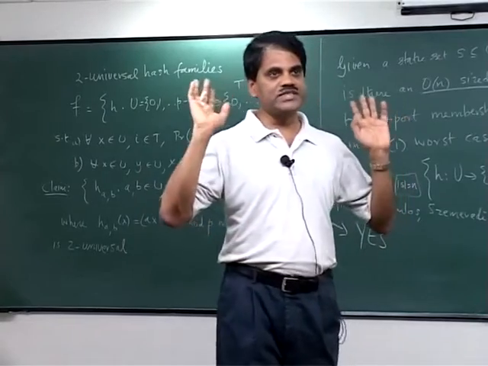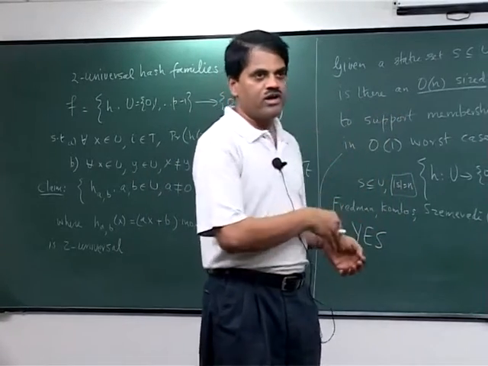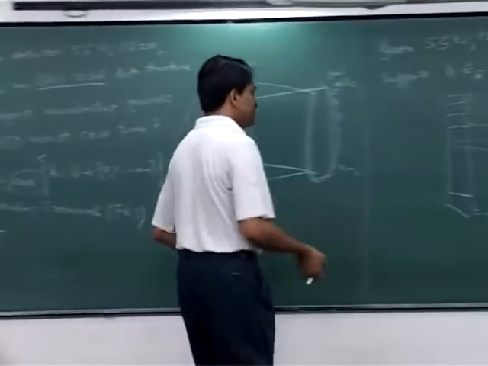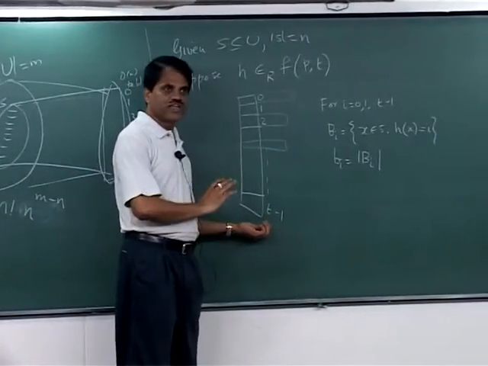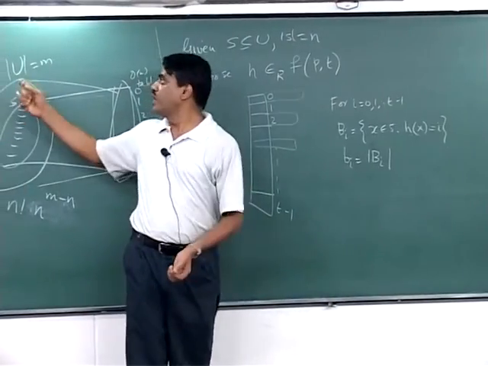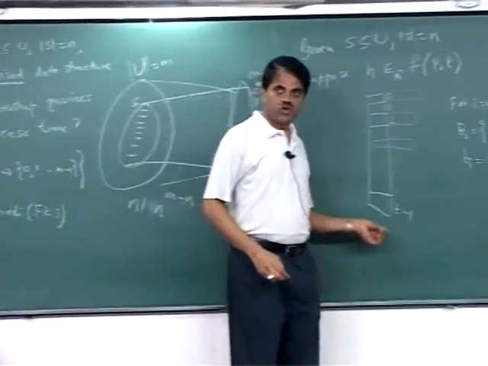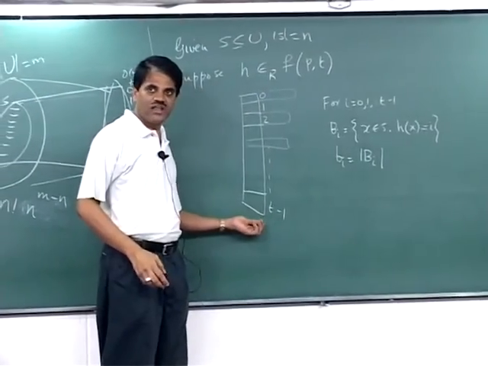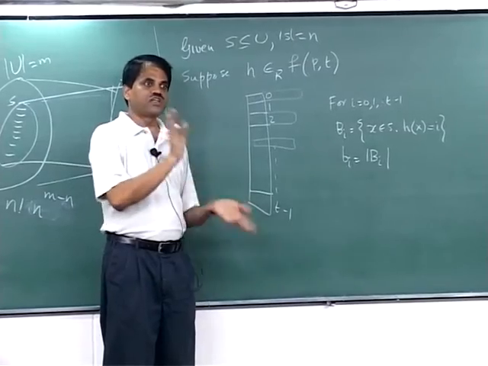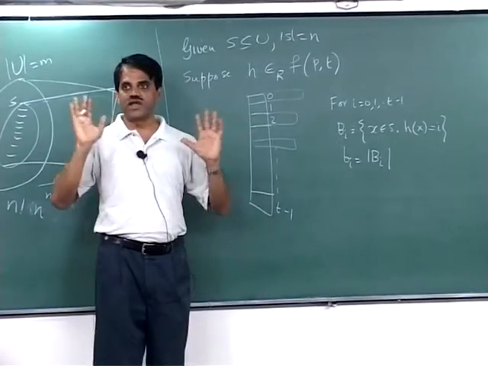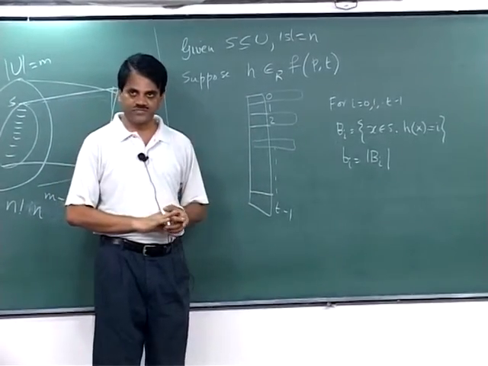I'm trying to see, is there a function h. Of course, I want T to be linear in n. I haven't chosen T yet, but I want T to be order n sized. So if I choose T to be some order n, is there a function where all the bi's are 1? That's the kind of question I'm interested in.